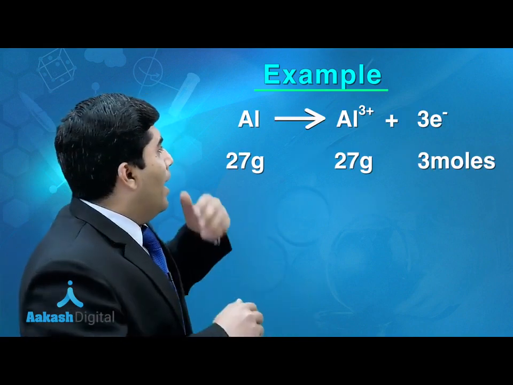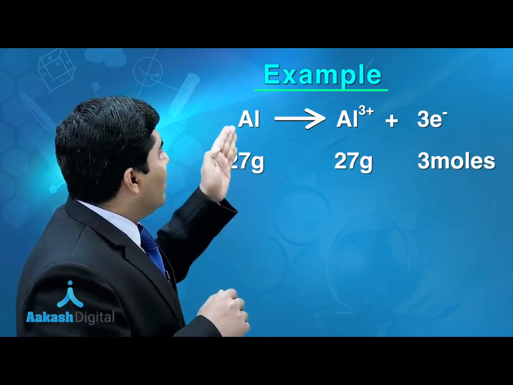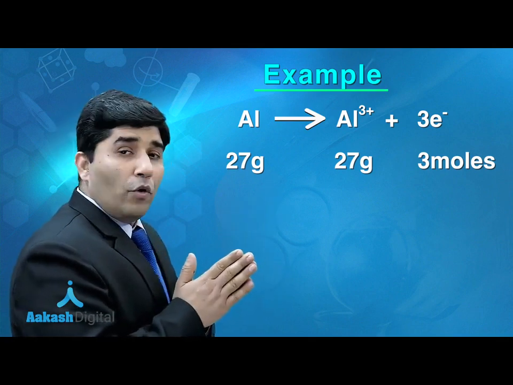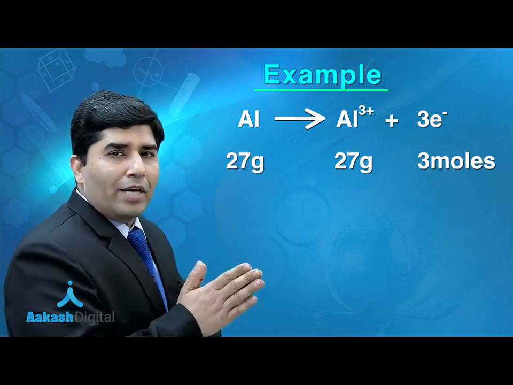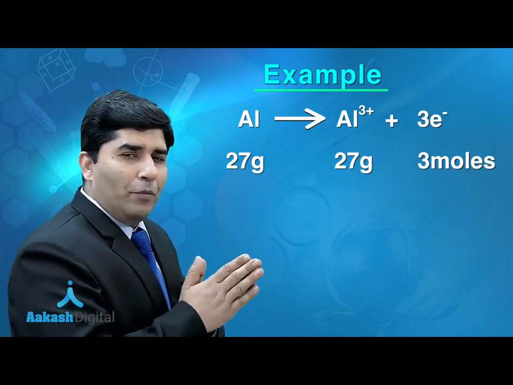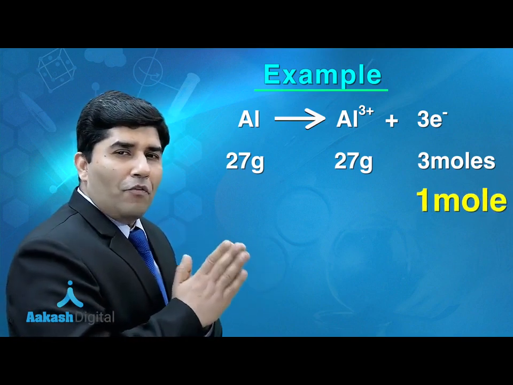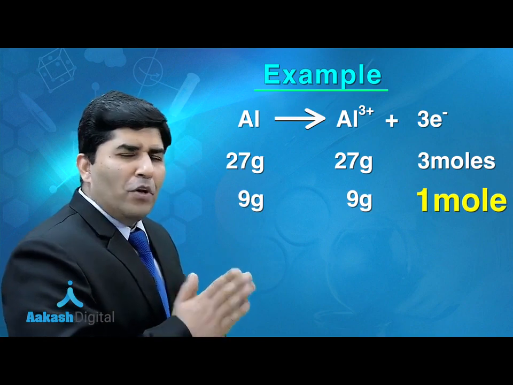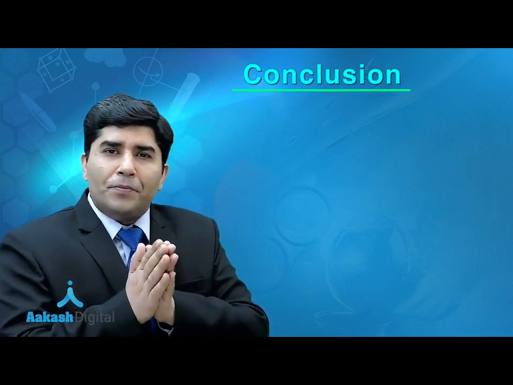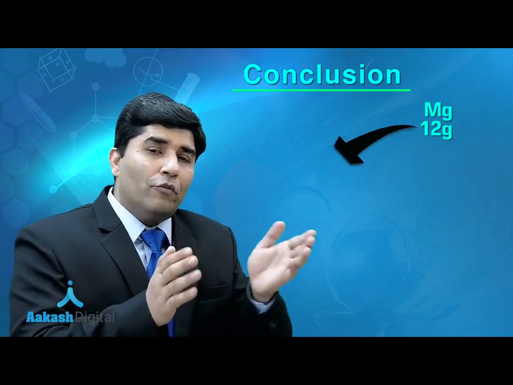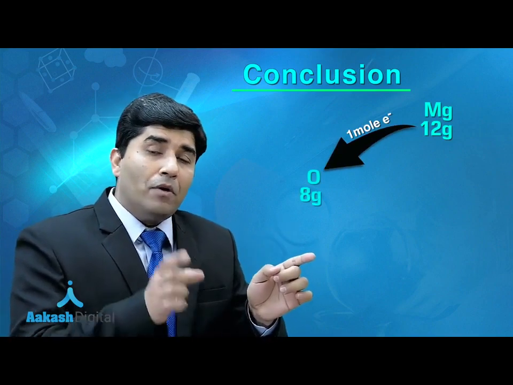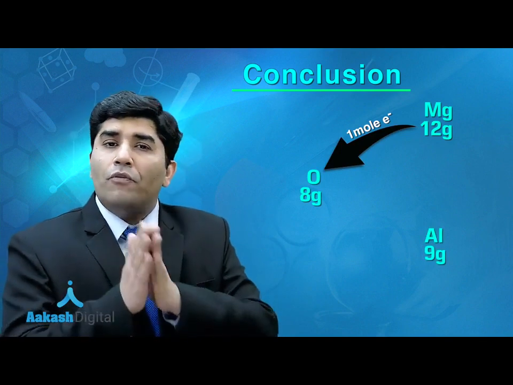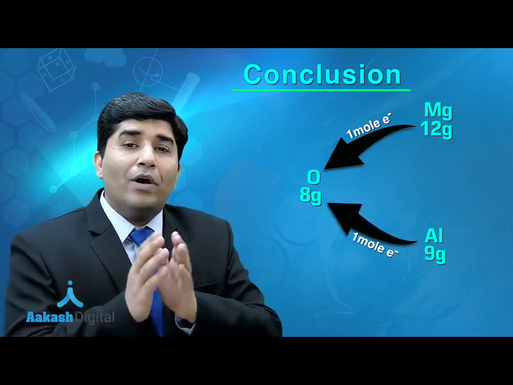The example of aluminium: 27 gram of aluminium will give us 27 gram of aluminium ion and 3 moles of electrons. So you can say that 3 moles of electrons are given by 27 grams of aluminium. Therefore 1 mole of electron is given by 9 gram of aluminium. So what's the conclusion? The conclusion is 12 gram magnesium loses 1 mole of electron, 8 gram oxygen accepts 1 mole of electron, and 9 gram of aluminium loses 1 mole of electron.